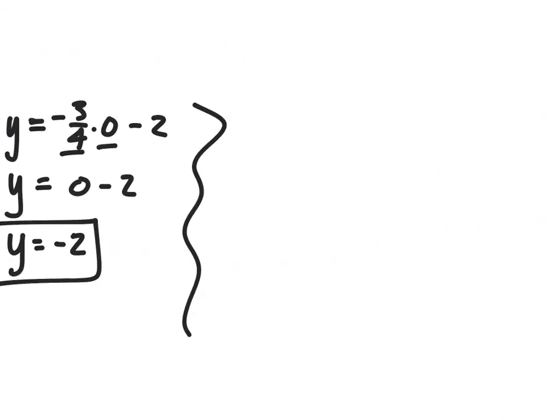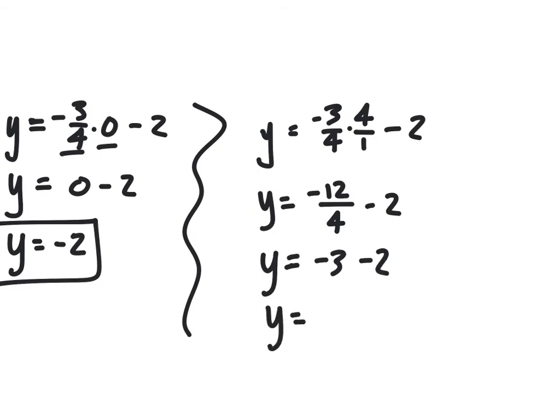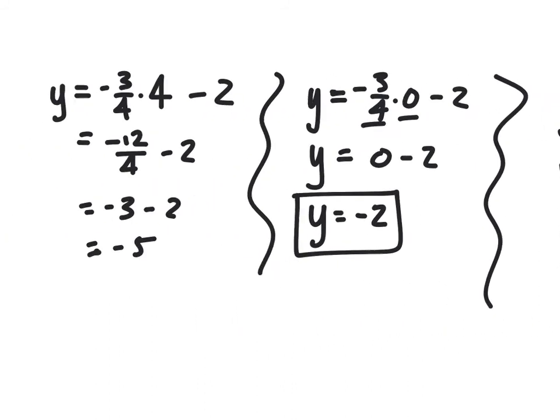Let's plug in 4. So I got y equals negative 3/4 times 4 over 1, and then minus 2. So then I'm going to get y is equal to negative 12 over 4 minus 2. Negative 12 divided by 4 is going to be negative 3, and then minus 2, and that's going to give me that y is equal to negative 5. Let me make sure I did all my math right.